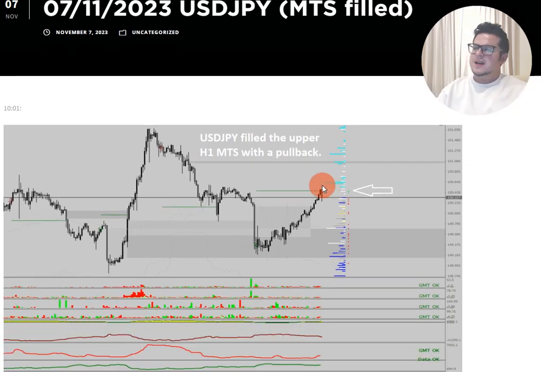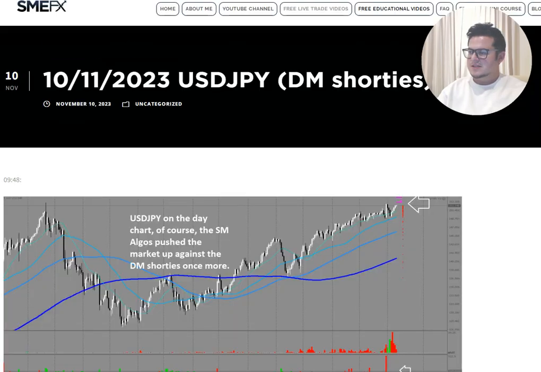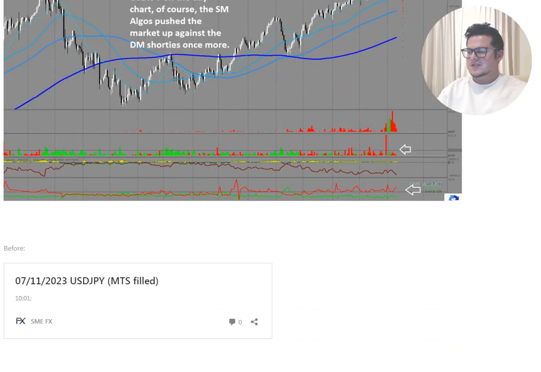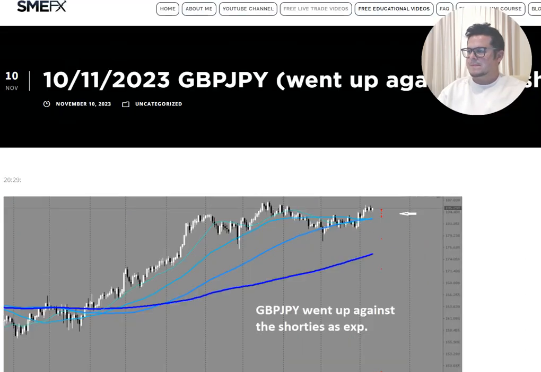Dollar yen first went up, took the upper MTS with precision on the 1 hour chart. But still overall, as you see here on the 10th, yeah, we have shorties coming in again. So of course they need to clear the high once more. They bounce back up. That's what's going on.